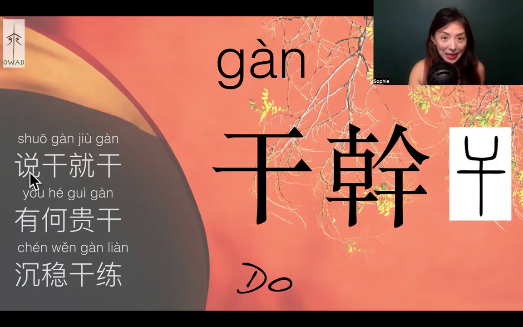就 is the connecting word. That means therefore or hence, or thereafter immediately. So 说干就干 means you say you want to do something, then do it. That's the Chinese version. And 说干就干 means somebody who has a strong aptitude for taking action. They are action figures. They don't just say it, they do it.